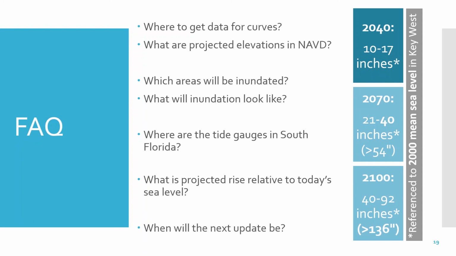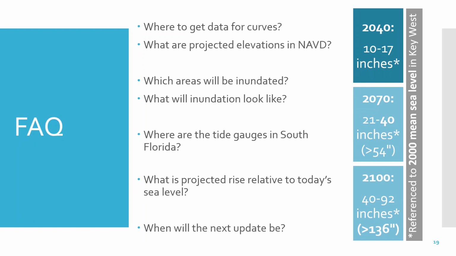What is projected sea level rise relative to today's sea level? Simplest way to approach this, and this is in the guidance document, is to subtract 3 or 4 inches from the projected rise. And make sure to always note what elevation datum you're working in.